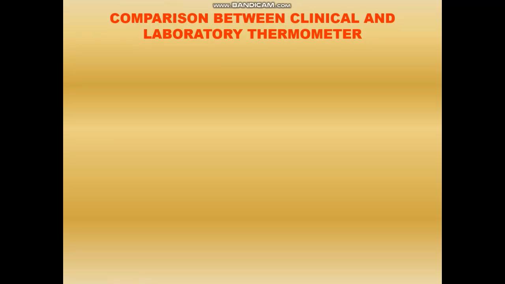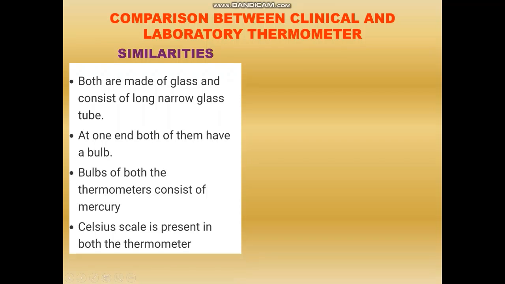We will go for a comparison between the clinical and laboratory thermometer. First, let's have some similarities between the two. Both are made of glass and consist of a long, narrow glass tube. At one end, both of them have a bulb. The bulbs of both thermometers contain mercury. A Celsius scale is present in both thermometers. Now some differences.